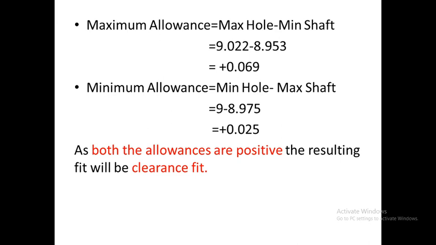I will repeat the steps again. For determining the type of fit, first calculate the maximum and minimum size of both the hole and the shaft. After that, find the values of maximum allowance and minimum allowance using the formula. The last step is to compare the values. If both the allowances are positive, the resulting fit will be a clearance fit. If both the allowances are negative, the resulting fit will be an interference fit. And lastly, if one allowance is positive and the other is negative, the fit will be a transition fit. So finally we have completed determining the type of fit for this problem. Thank you.